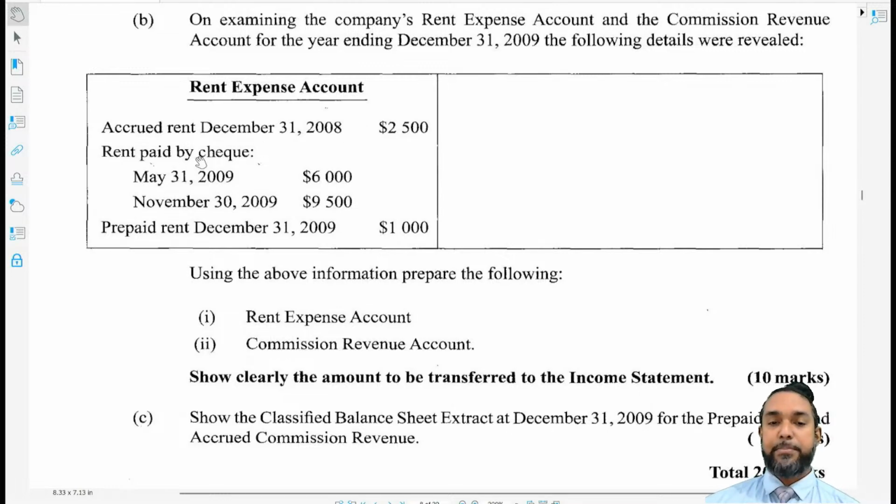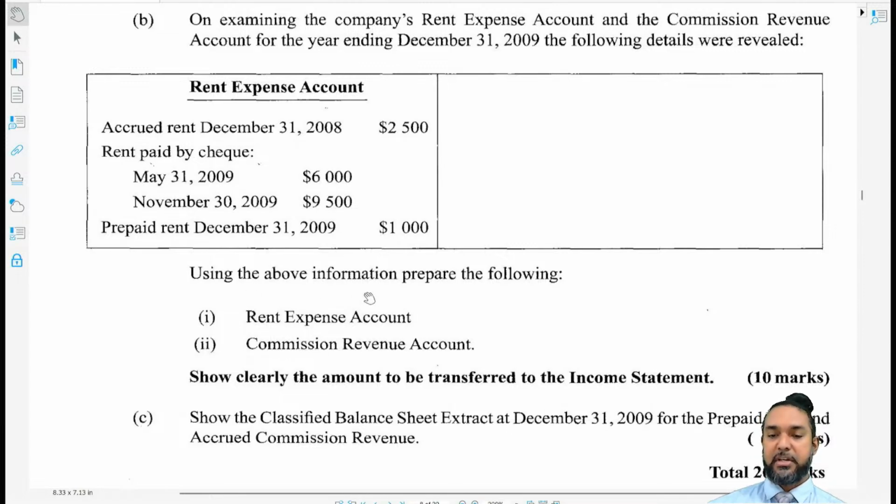Okay, and we have rent paid by check. We have two amounts paid by check, which we saw in a previous question. It was the second question. There were two amounts of 5,000 paid in respect of rent. So we know how to show that. I think I'll show a date column here because we have a 2008, 2009 situation going on.